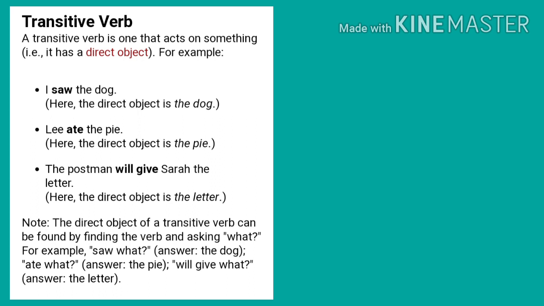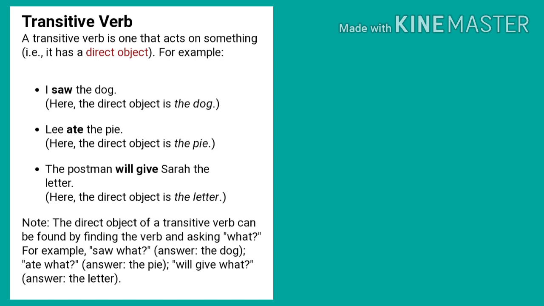Now we can discuss transitive and intransitive verbs in English. A transitive verb is one that acts on something, which means it has a direct object. For example, I saw the dog. Here the verb saw has an object, the dog. And in the second example, Lee ate the pie. You see, ate is the verb here, and it is in the transitive form because it has an object, the pie. Example 3. The postman will give Sarah the letter.